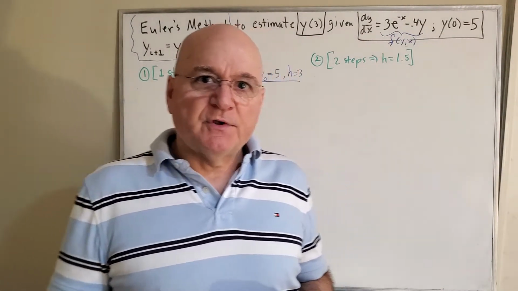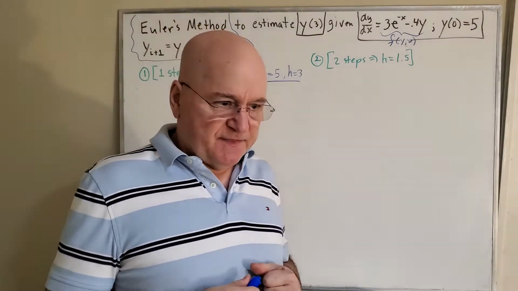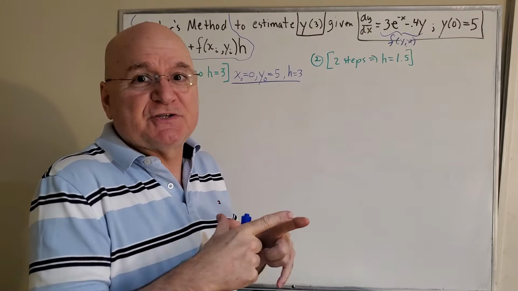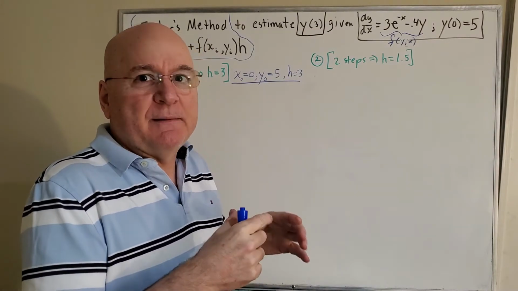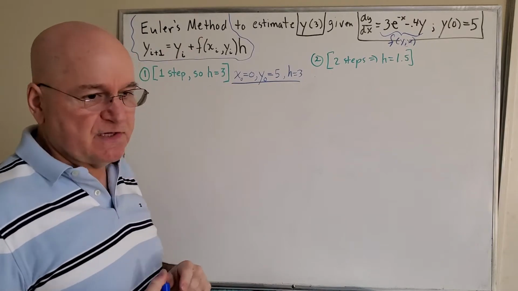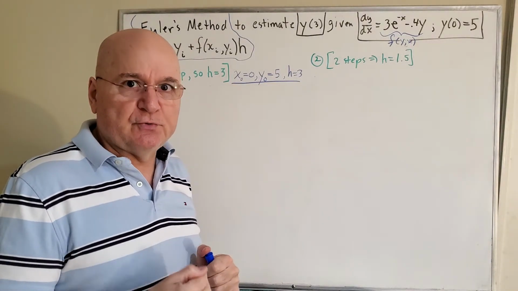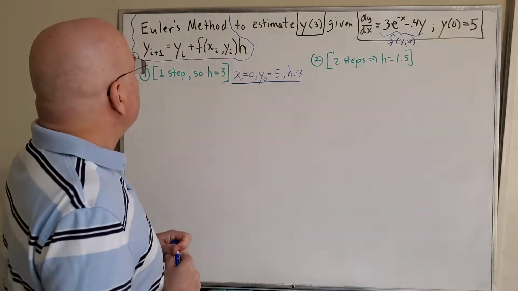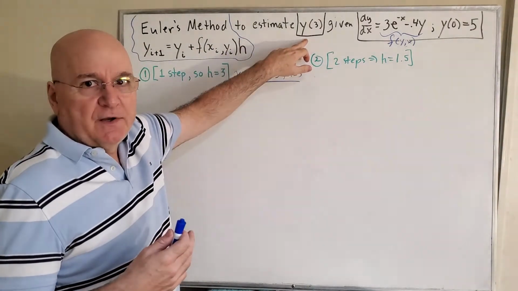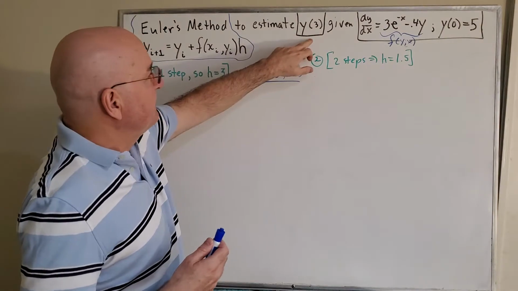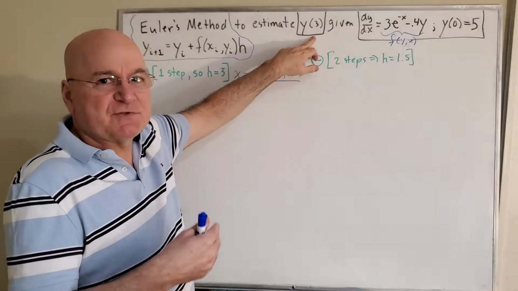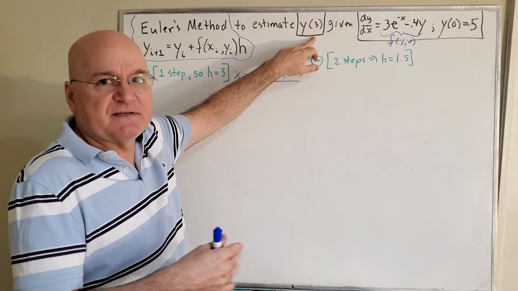Well, in this video, we're going to do an example of Euler's method based on a differential equation that we actually know the solution of. So we'll be able to compare the approximation, or the estimate we get using Euler's method, to the true value. Okay, Euler's method to estimate y of 3. And y is a function of x over here, but I'm probably going to refer to it as time, so I may be thinking of x as being the time axis.